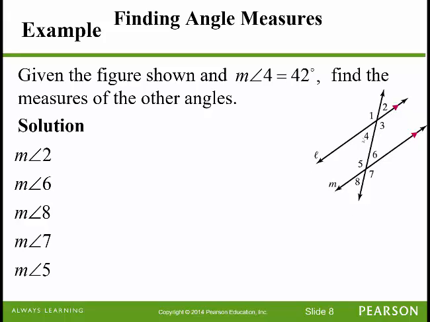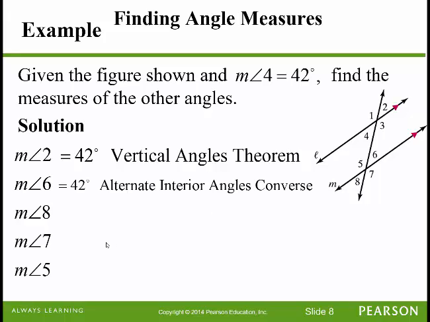So if this is 42 degrees, the measure of angle 2 here must also be 42 degrees by the vertical angles theorem. The measure of angle 6: notice that angle 4 and angle 6 are alternate interior angles. So that also has to be equal to 42 degrees. That's the alternate interior angles converse that I just talked about. Measure of angle 8 is a vertical angle with angle 6, so that's equal to 42 degrees.